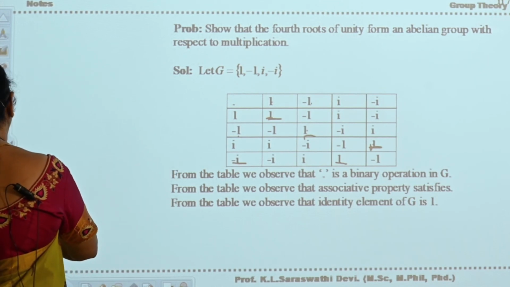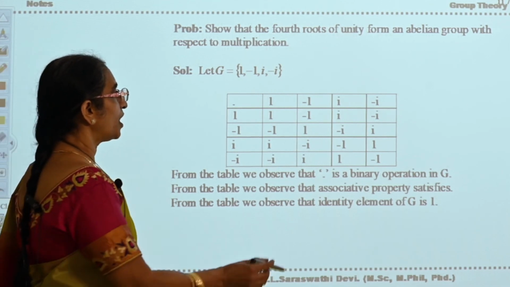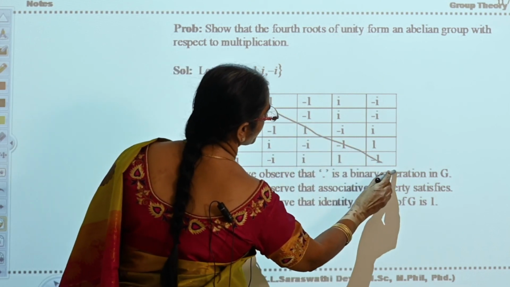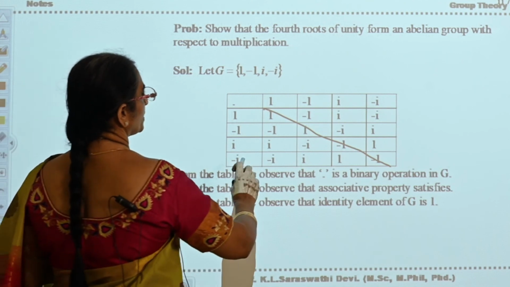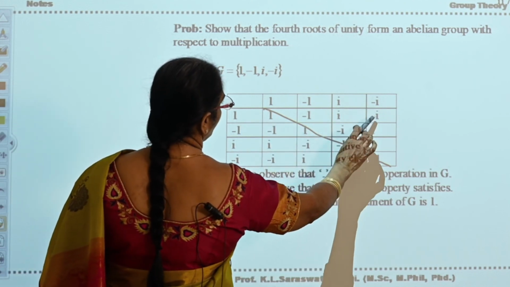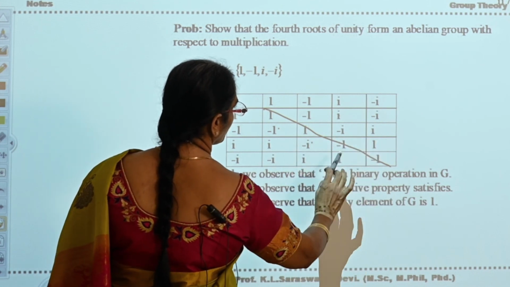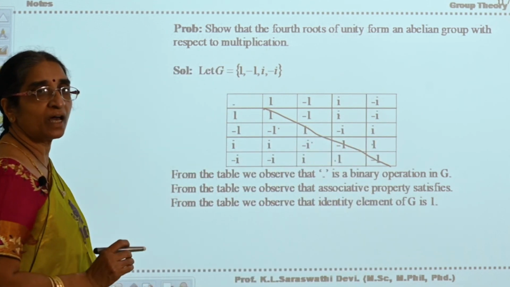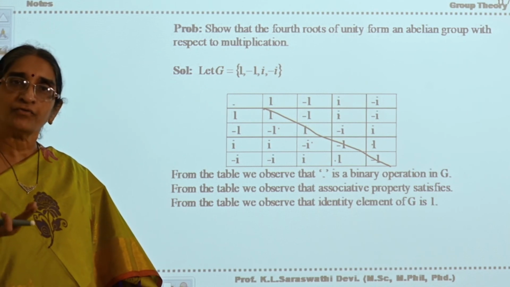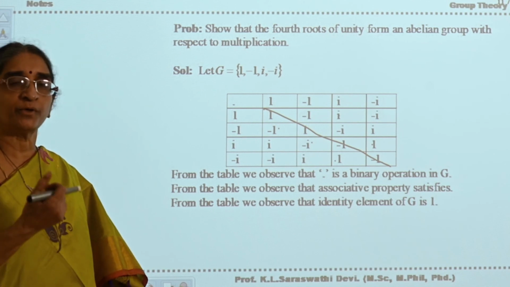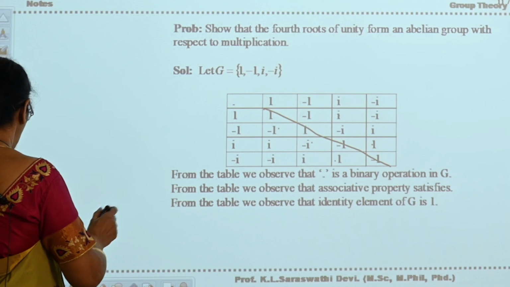After that, you have to verify whether commutativity satisfies or not. Draw the principal diagonal. This is the principal diagonal. If you draw the principal diagonal and see the first row elements: 1, minus 1, I, minus I; minus 1, 1, minus I, I; I, minus I, minus 1, 1; minus I, I, 1, minus 1. So, the elements are placed symmetrically along the principal diagonal. Therefore, the abelian property or commutative property satisfies. Therefore, fourth roots of unity satisfy it.